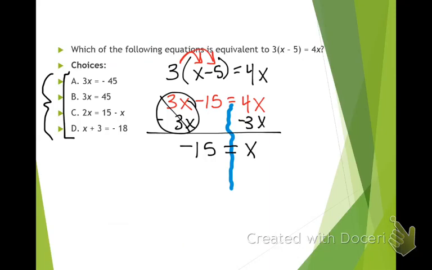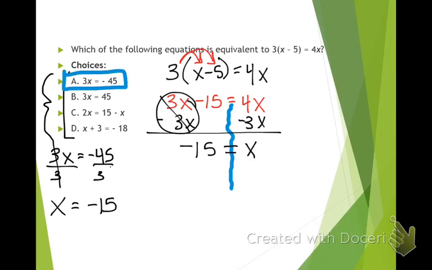So let me solve the first one. The first one is 3x equals negative 45. Using the division property of equality, I'll divide both sides by 3. So I get x equals, those are multiplicative inverses, x equals negative 15. Well, voila, I found my answer right away. It was A. They both have the same solution.